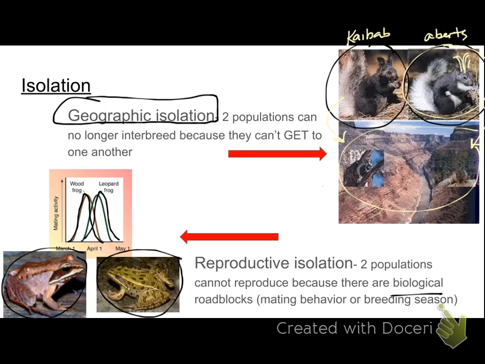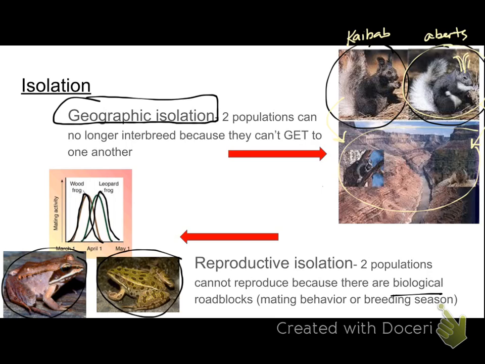There are other species that can perform the act, they can join their eggs and sperm, but no embryo will form. Very often, because they have different numbers of chromosomes, they don't have the same genes. So there are lots of different ways that you can have reproductive isolation, but it basically means that there's a biological reason these two cannot reproduce.